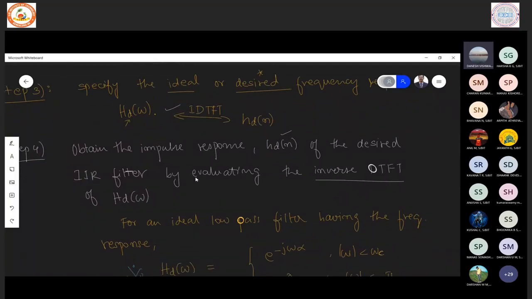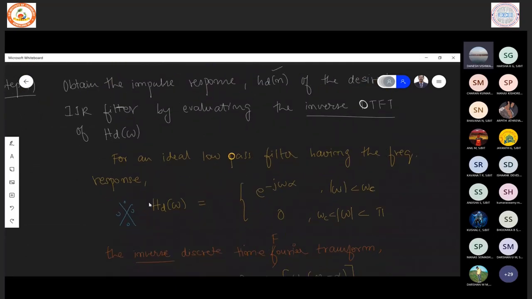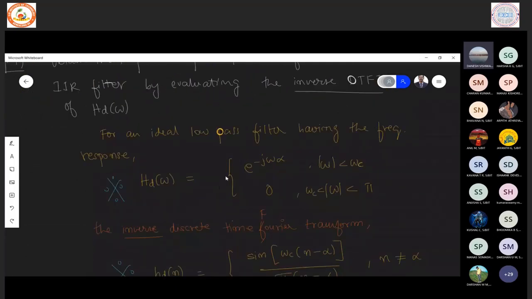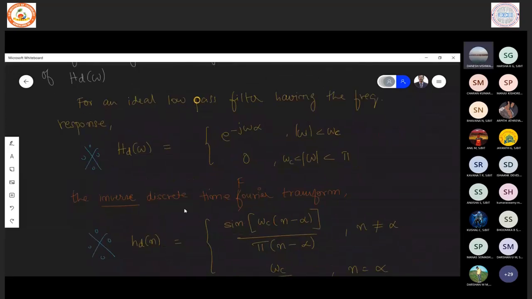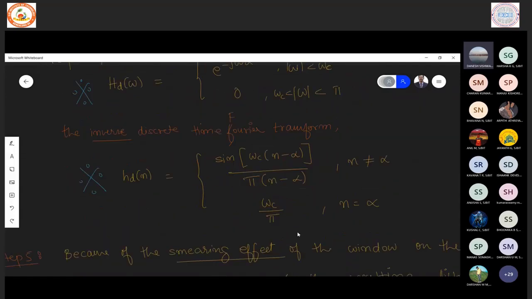For an ideal low pass filter having the following frequency response, this is how we had studied. This is the ideal low pass filter. The inverse discrete time Fourier transform gives you HD of n. This is also something we have studied and learned. And step number 5.